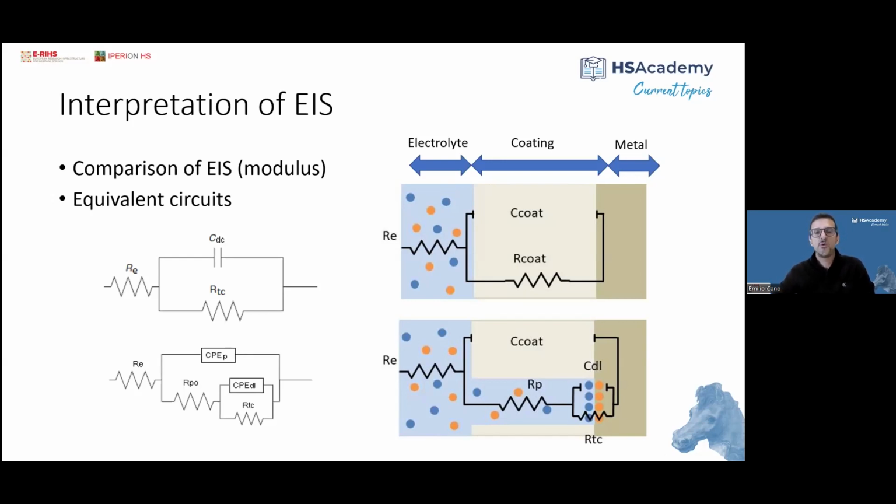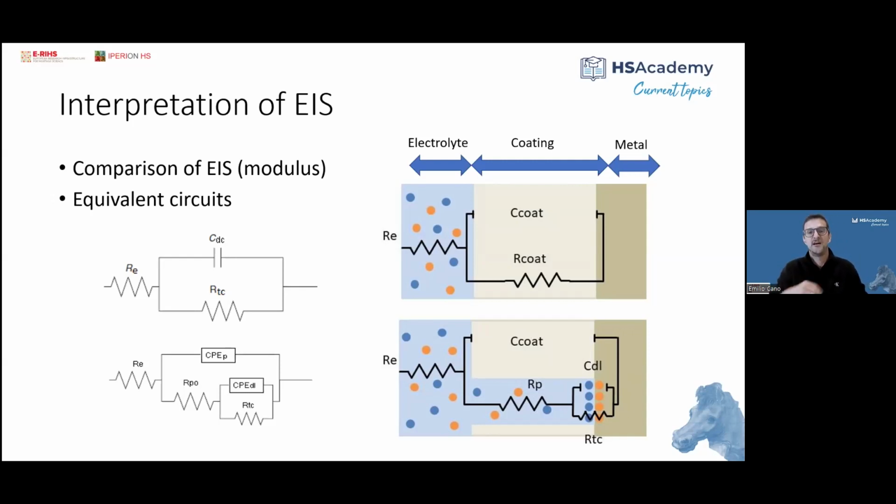The circuit we can use, for instance, to model the behavior of a coating is similar to this one. You can see it in the top right in this scheme. We again have on the left the resistance of the electrolyte, and then we have again in parallel this capacitance and resistance, but in this case they are due to the capacitance and the resistance of the organic coating itself. This is, let's say, the most simple one, but this can become very complicated.